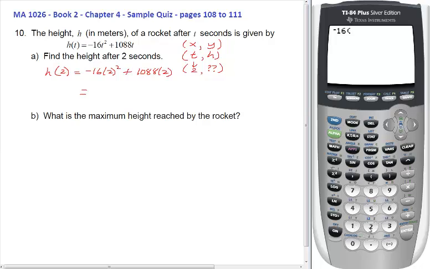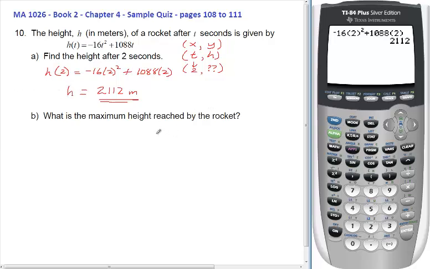I always use brackets or parentheses when I substitute. Square, and then plus 1088. Oops, 88. Making sure I got 88 there. Yep, 88 times 2 as well. Enter. So it looks like the height after 2 seconds of this rocket is 212 meters.